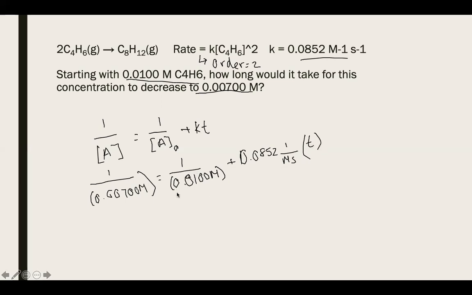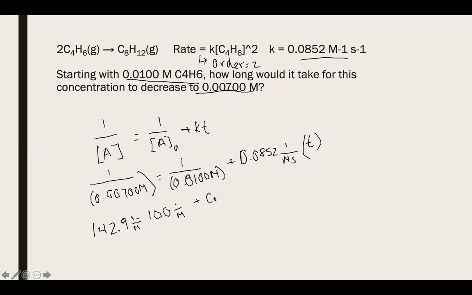And so in order to solve this one, you can do 1 divided by 0.007 is 142. We can just leave it as 142.9. And then you can simplify this as well and do 1 divided by 0.01, and that is going to be 100. And your units on that is going to be 1/molar.